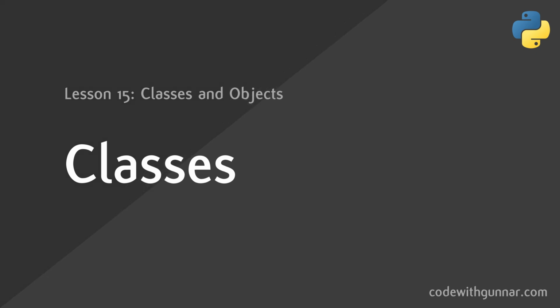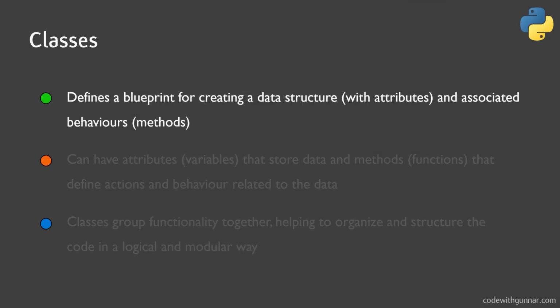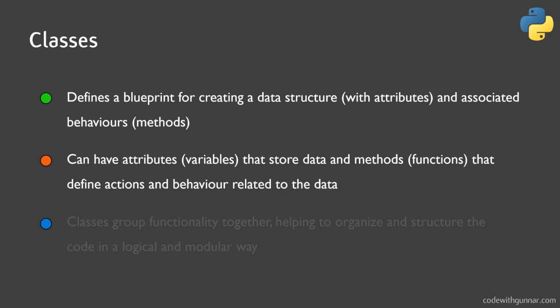Right, the best way to think of classes is as a blueprint or a template. Just like architects use blueprints to design buildings, we use classes to design objects in our code. A class defines what attributes, like the data, and what methods, which are the functions, an object will have. So let's break it down.